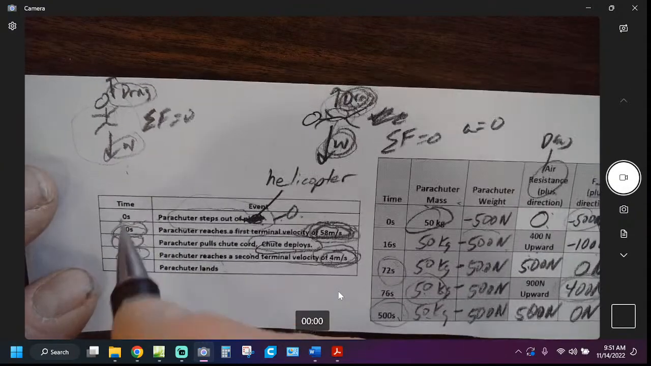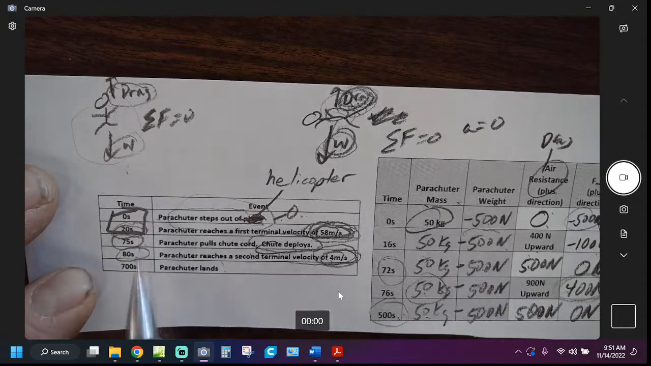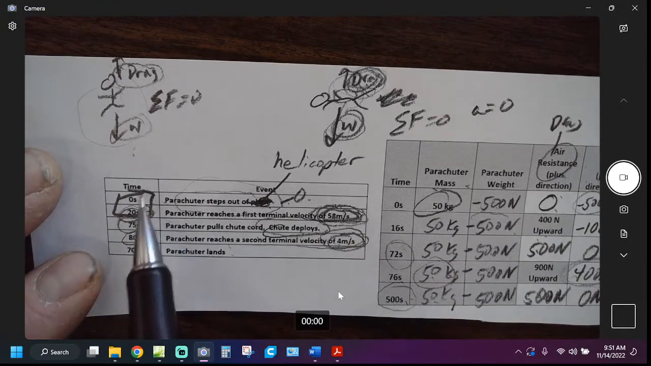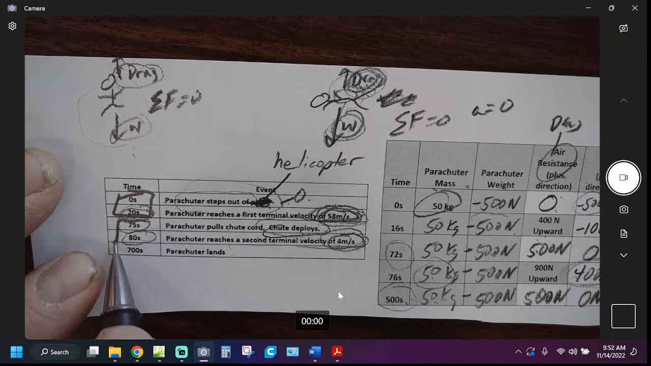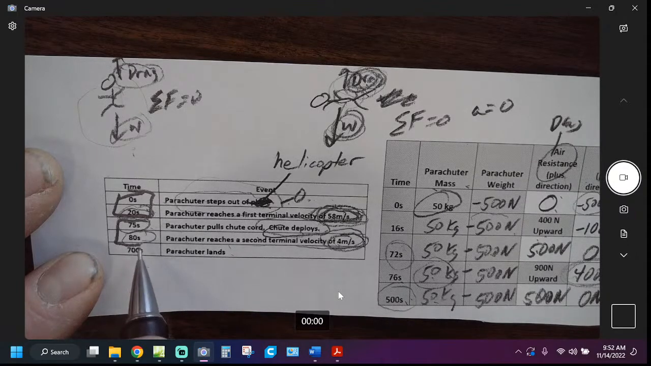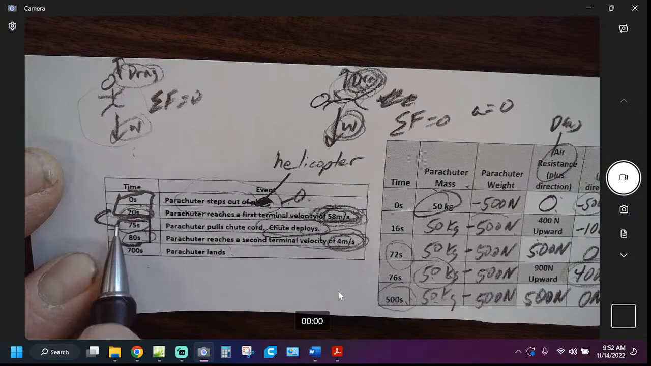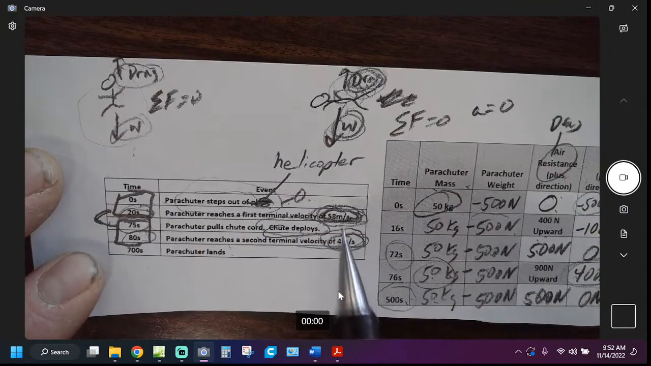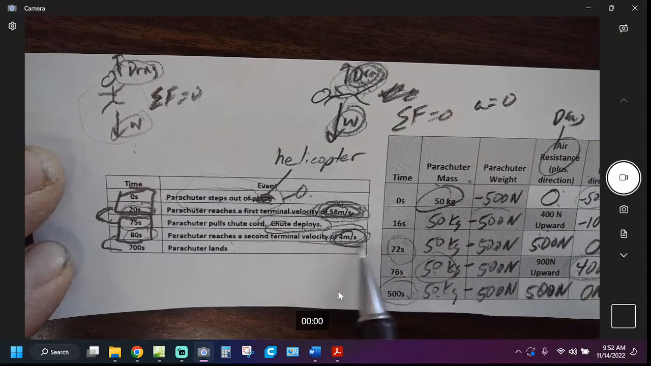So these times that I'm putting in this square, we don't know what the velocity is between 0 and 20. And we don't know what the velocity is between 75 and 80. But between 20 and 75, we know it's exactly 58. And between 80 and 700, we know it's exactly 4.